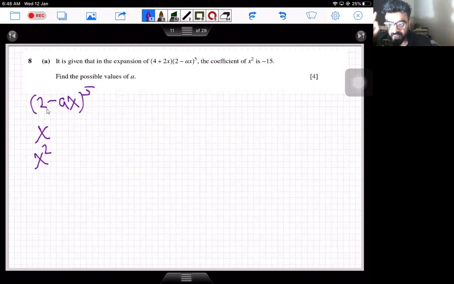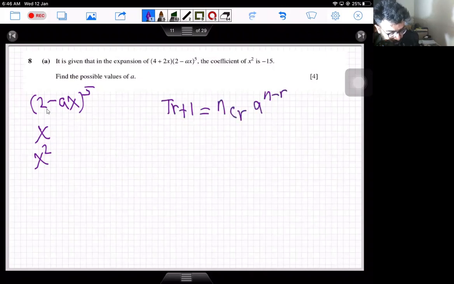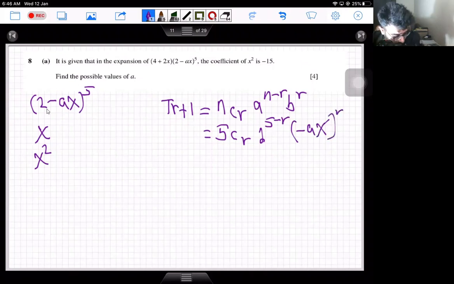Since the first term is other than 1, the formula for finding the specific term is T(r plus 1) equals nCr multiplied by a raised to the power n minus r multiplied by b raised to the power r. So 5Cr multiplied by 2 raised to the power 5 minus r multiplied by (minus ax) whole thing raised to the power r. Okay, this is the formula. So first we need to find the term in x and then the term in x square.